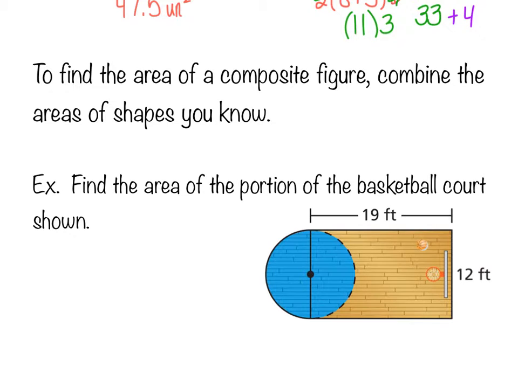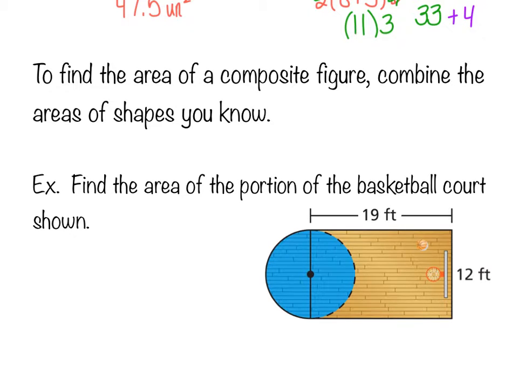In this example, it says find the area of the portion of the basketball court that's shown. And this is made up of, you can see a rectangle here, and then a semicircle. Now I know you're thinking this is a full circle, but if I include this portion of the semicircle as part of the rectangle, then I don't want to count it twice. So I'm just going to think of this as a rectangle and a semicircle. So let's start with the rectangle.